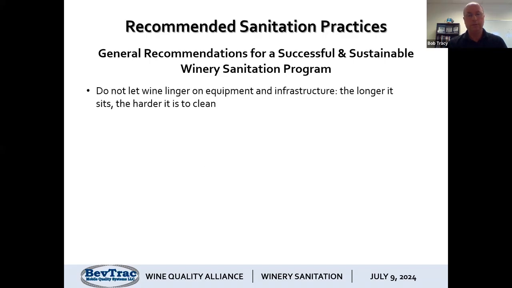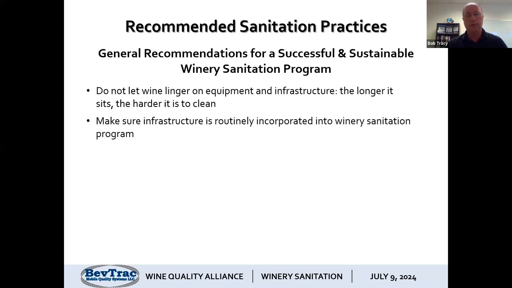And this is what I was getting to a second ago. Do not let wine linger on equipment and infrastructure. The longer it sits, the harder it is to clean, because the organic debris and the biofilm start drying on, and they're very difficult to get off. So it's important, if you can, to try to clean and sanitize equipment and infrastructure after use.